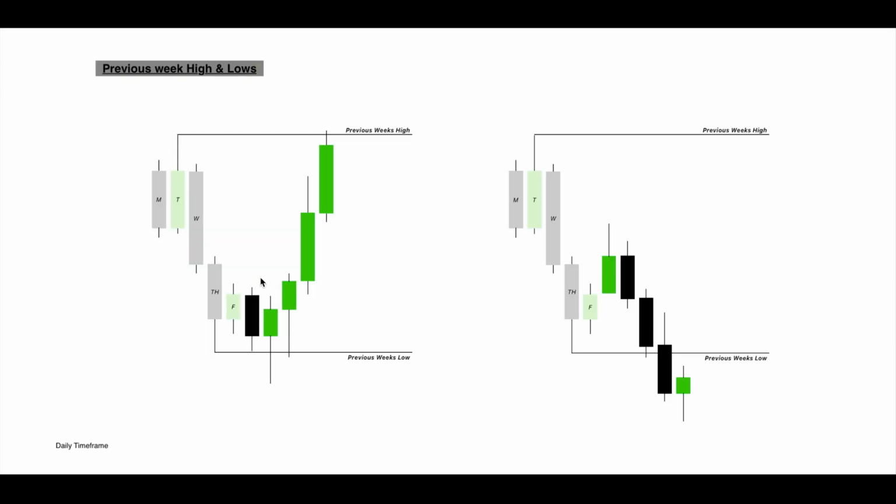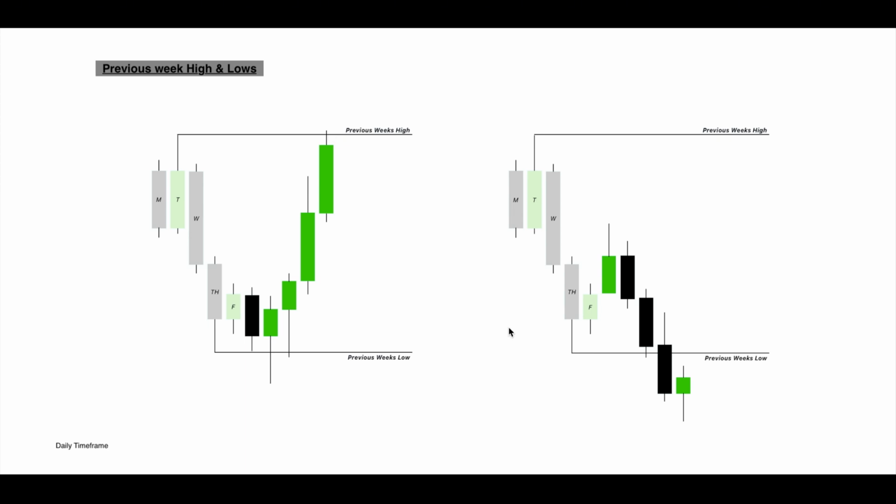Another thing I like to look for are previous week's highs and lows. So for example, on the left hand side, we have a weekly range where I've marked out the previous week's high and the previous week's low. The previous week's low was then used as a reversal point. So we got a sweep below previous week's low and a closure above the low. So ideally from here, we would like to see price move back into the previous week's range, or we can look to target the previous week's high.